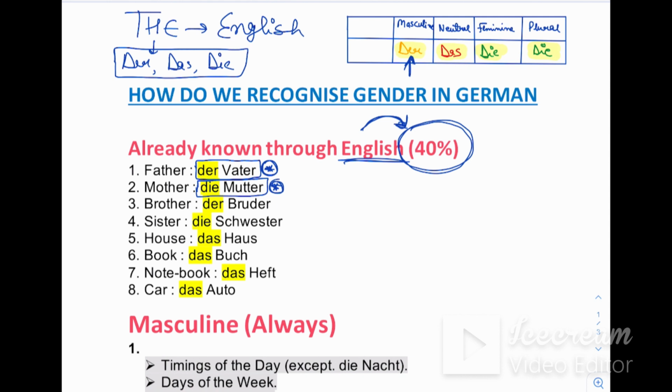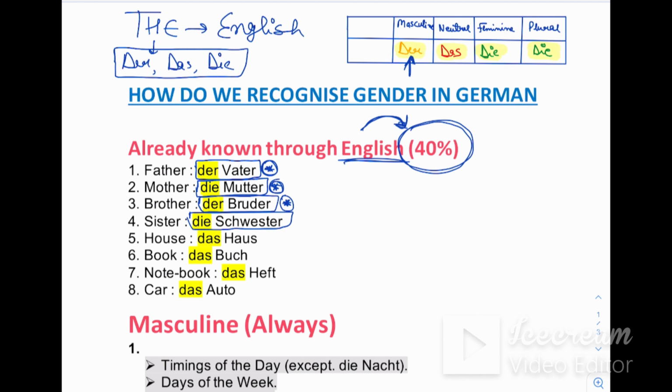Now see, brother in German is Bruder. Can brother be feminine? No. Neutral? No. The gender of brother is masculine, man. That's why it is der Bruder. Again, sister, in German we say Schwester. Is the gender of sister masculine? No. Neutral? No. Obviously feminine. That's why die. We know this through our English language.